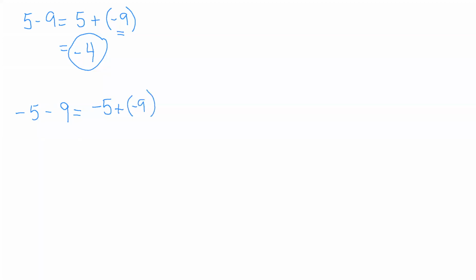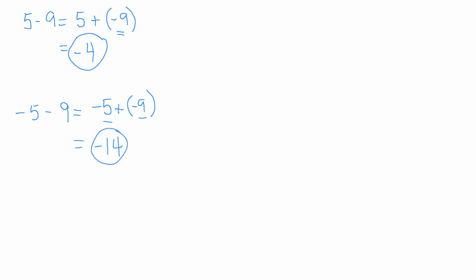And so what happens now is I'm adding two numbers that have the same sign. So I'm going to add 5 plus 9 is 14. They were both negative, so I get negative 14. And hopefully it makes sense that if you have a negative and you take away more, you're going to have a bigger negative, okay? And that is exactly what happens right here.